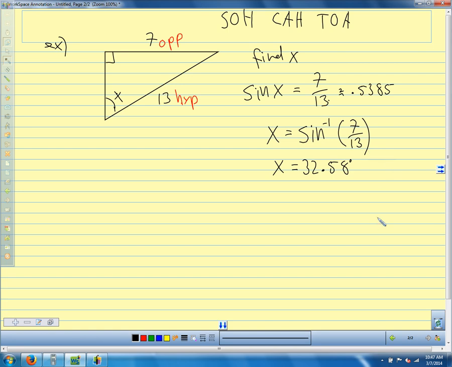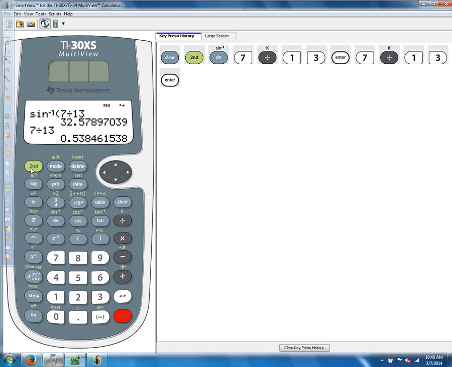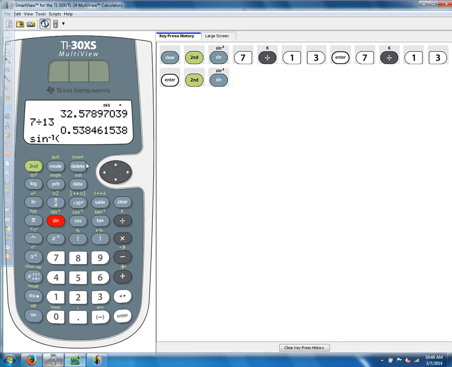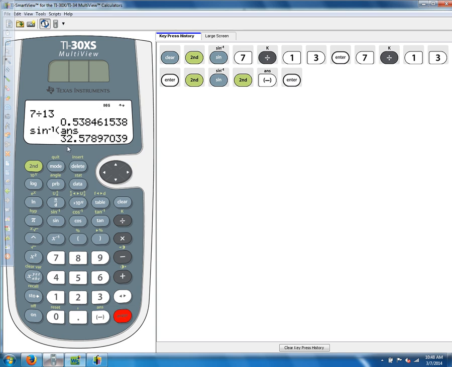I could also say x equals the inverse sine of this decimal. So I could calculate 7 divided by 13 before I put it in my calculator, and I could put it in my calculator this way. So I could say the inverse sine of my answer there, 0.5385, enter, and I get the same thing: 32.58 degrees. So I can do the problem either way.